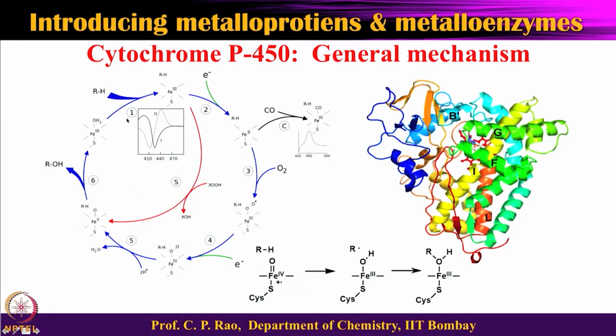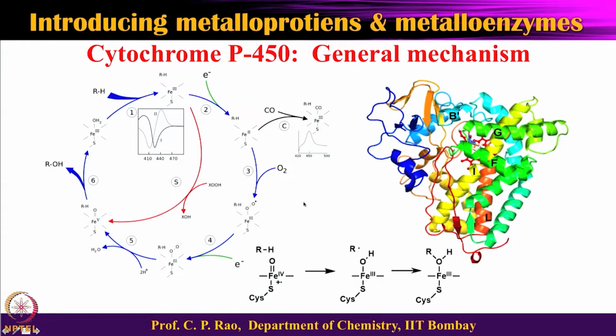So, what is happening? Now, this forms a ferryl oxo. Ferryl oxo will oxidize the RH to R dot and OH, then this will become ROH, and this is a kind of rebound mechanism.